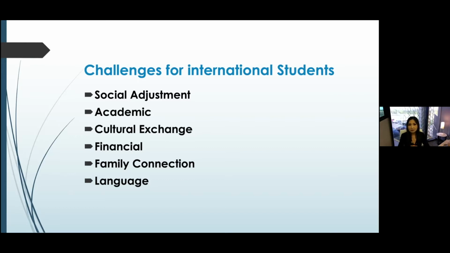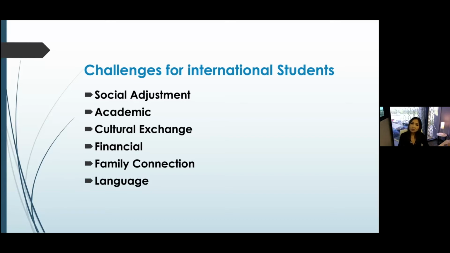And the fourth is financial challenge. As you know, when you come to the United States, I believe most universities offer scholarships to you, right? So you need to look at the university location, the dorm, the meal plan, the tuition fees, and then compare what you can afford for your college tuition in the United States.